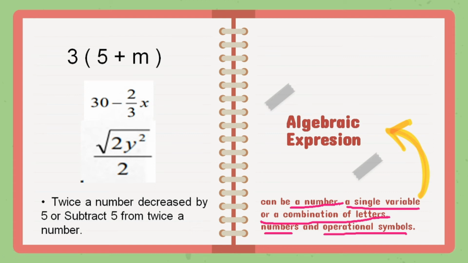So that is an algebraic expression. Now, let's have this. Can we consider 3 as an algebraic expression? Yes, because a single number can be considered an algebraic expression. Next, we have the letter M, a single variable M. Yes, that is an algebraic expression.